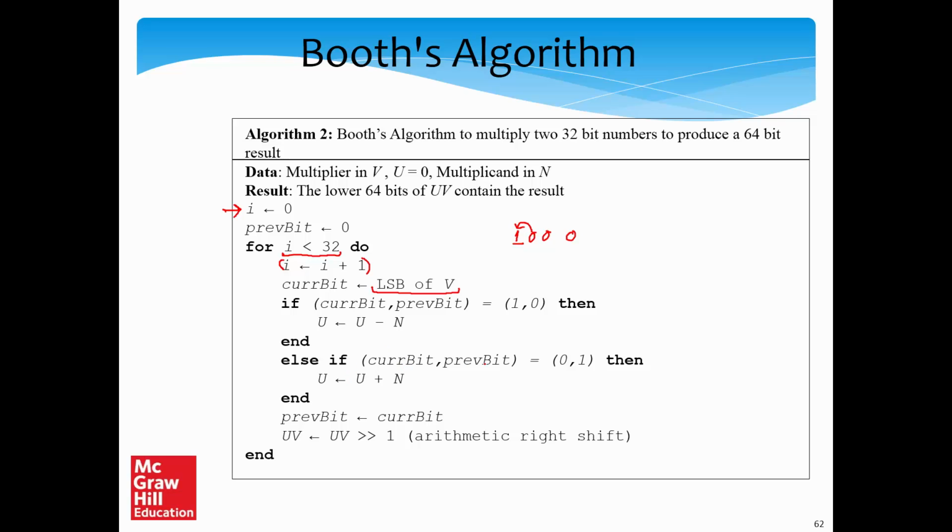Similarly, if a run of ones is just ending, so you have a run of ones over here and this is just ending, then what do we do? From 1 we are moving to 0, current bit is 0, previous bit is 1. So as discussed before, we add the multiplicand to u. So in the first case we will subtract when a run of 1 is beginning, and in the second case we'll add. Then we need to set the previous bit to the current bit and then perform a right shift as was done before and keep going on.